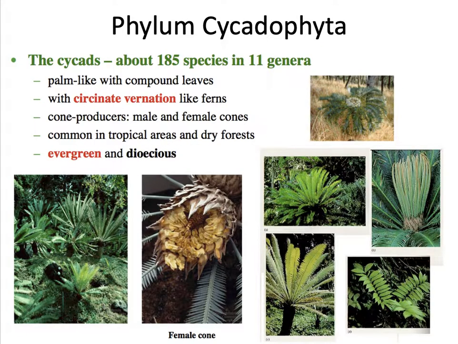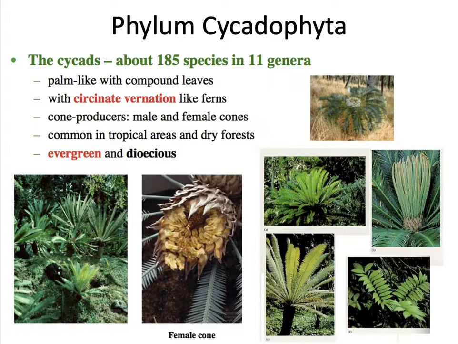Next up is phylum Cycadophyta. There are hundreds of species and around 11 genera. They are palm-like in appearance, but they're not palms because remember, palms are monocots that belong to the flowering plants. And the leaves of cycads almost look like ferns, but of course they're not ferns because these are gymnosperms, not seedless vascular plants. Now, like the ferns, the leaves emerge with what's called circinate vernation, and that's how those fiddleheads uncurl as the leaves emerge.